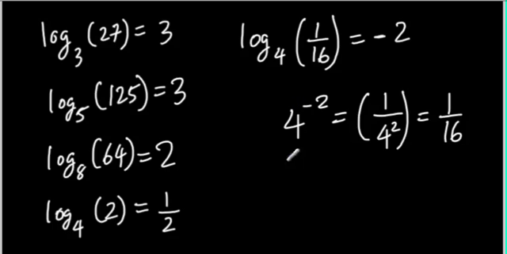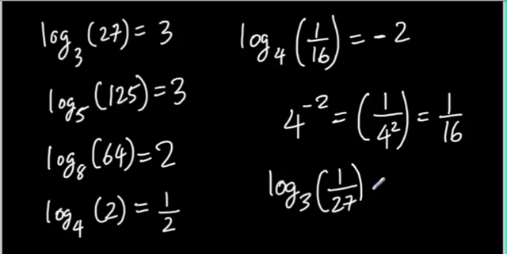Let's do a couple more examples. Let's do log base 3 of 1 over 27. Once again, since we see a reciprocal going on here, the question is, 3 to the power of what will give you 1 over 27? We know 3 to the power of 3 is 27. So 3 to the power of negative 3 must give you 1 over 27.